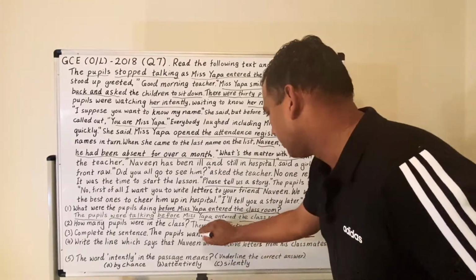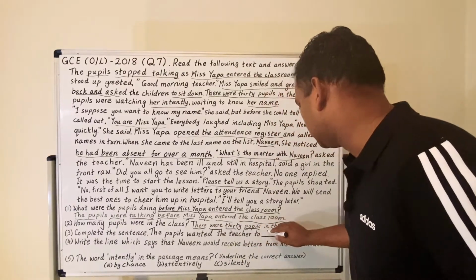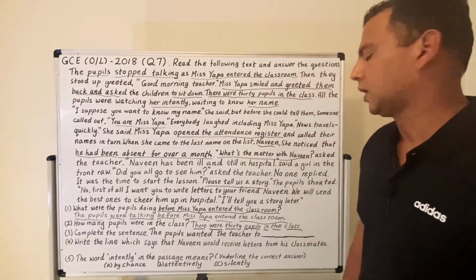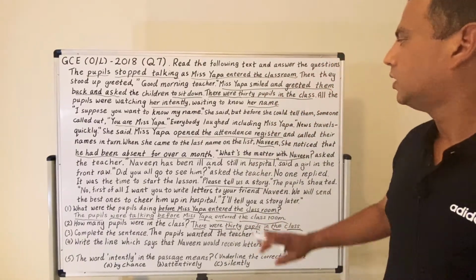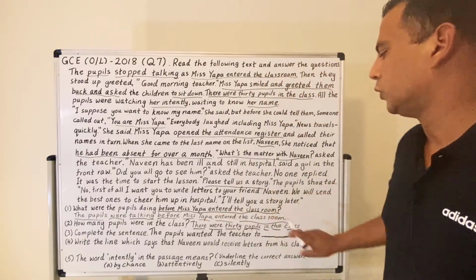So we write there were 30 pupils in the class. Okay, so all we did was we just took that bit as it is and just wrote it there.